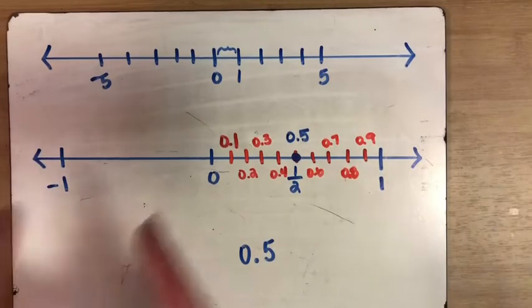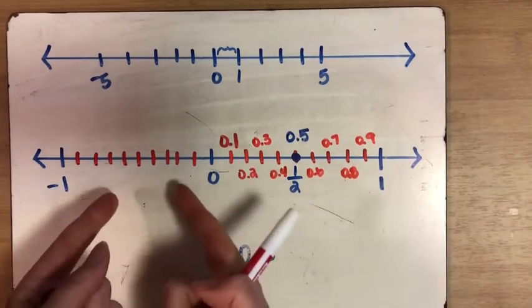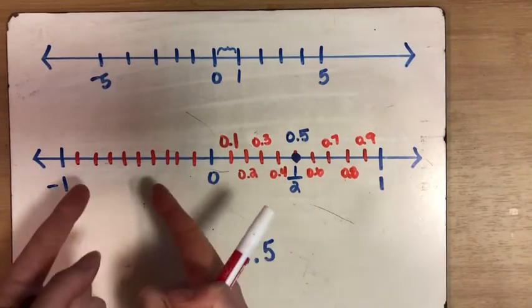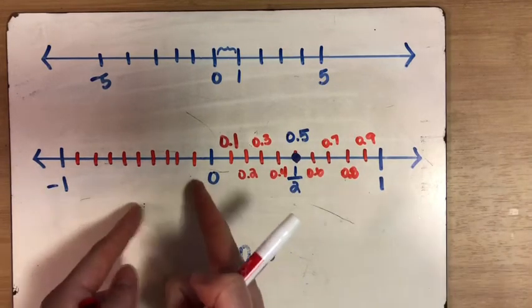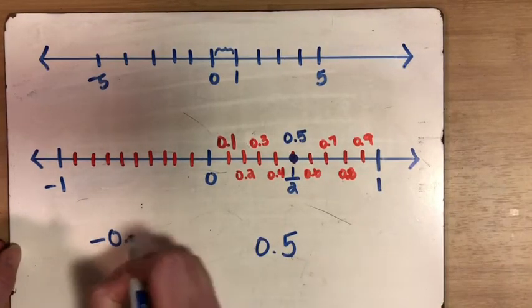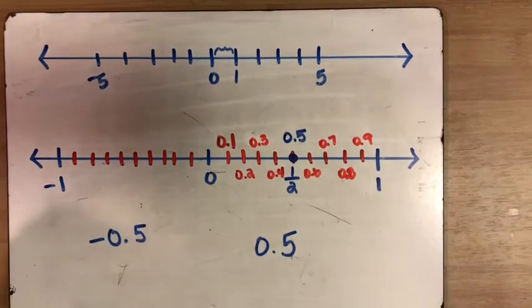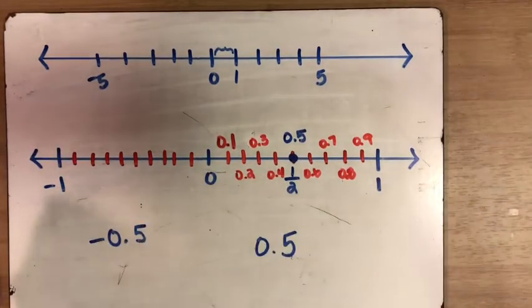Over here, we have decimals in between the -1 and the 0. So again, we have 10 marks. All those 10 marks represent where the decimals are. So each one of these is 1/10 because I've broken it into 10 pieces. So if I wanted to find -0.5 or -5/10, I could find that over here too. I just need to find it going backwards instead of going forwards like I did before.